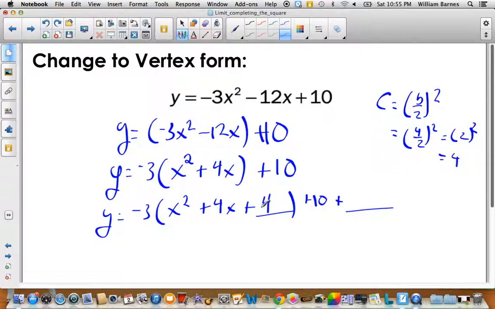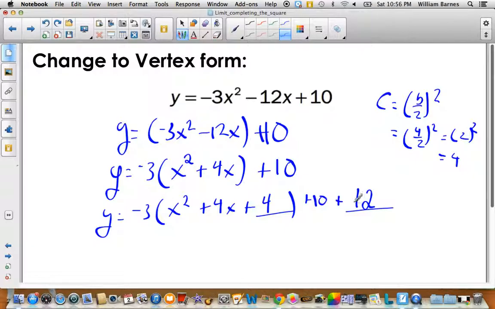Now this is the tricky part of when you have a number outside, especially with the negative. We're not actually adding 4 to this equation. We're actually adding negative 3 times 4. Because there's a negative 3 outside the brackets here, it's essentially, if you think about distribution, we'd multiply everything in here by negative 3. So it's not like we're adding 4, we're adding negative 12. So if we want to counteract that negative 12 in our equation, we have to cancel it out with a positive 12. So it's a negative 12 over here, so it has to be positive 12 right here. So that's the tricky part.